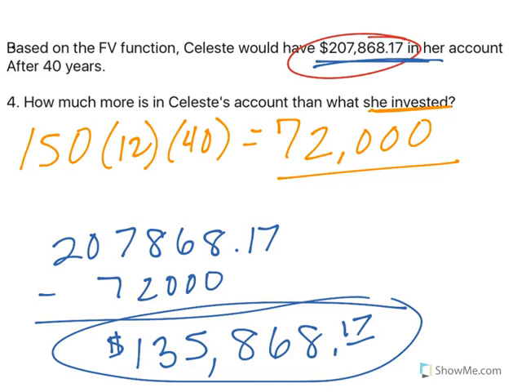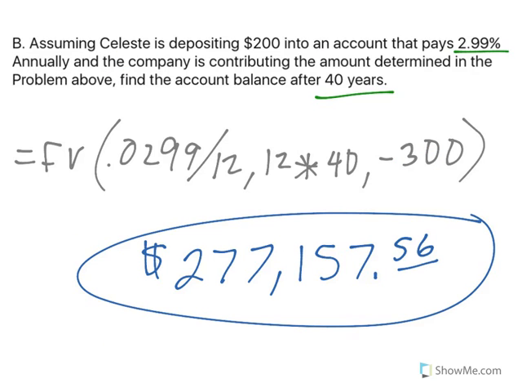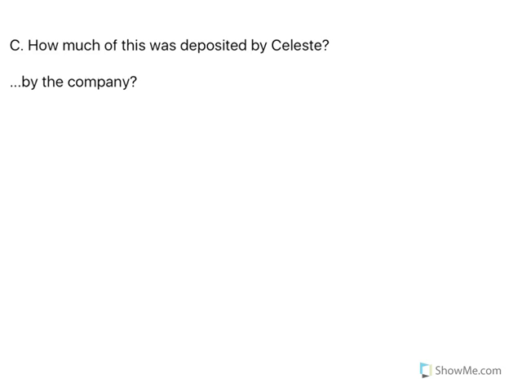So just a comparison real quick, she had $207,000 if she put in $150. If she increases by $50 a month over the course of 40 years, it's going to get her an extra $70,000. And, whoa, I about dropped my calculator. $50 over the course of 40 years for Celeste is $24,000. So she's going to get an extra $46,000 free money if she just bumps it up by $50 a month.